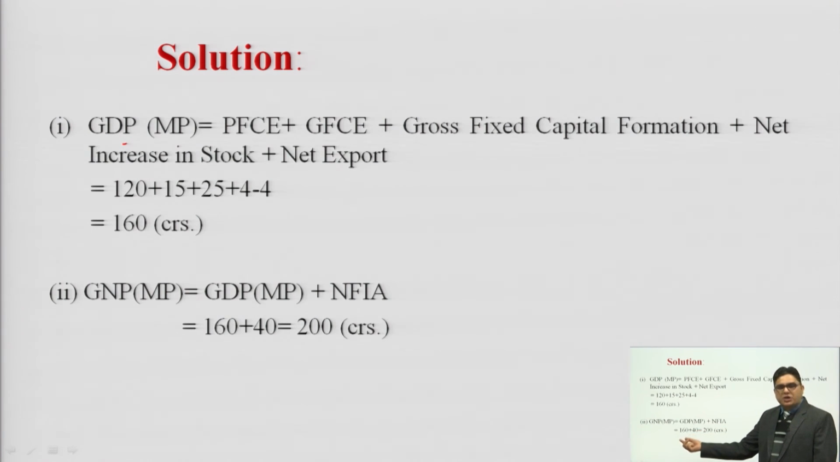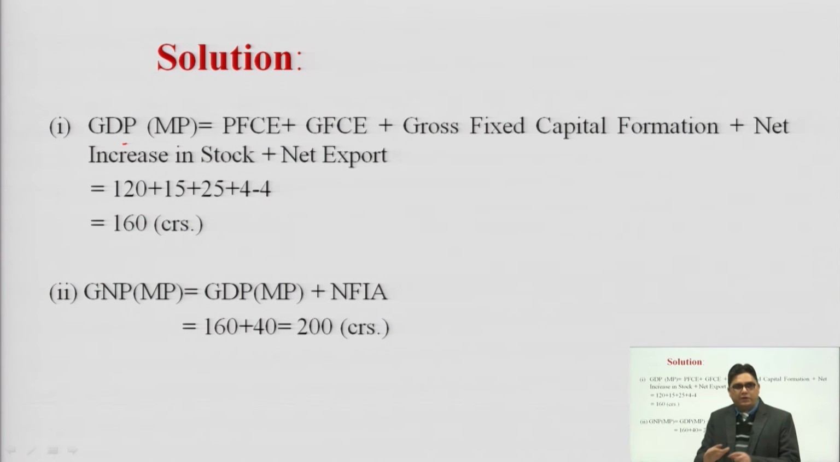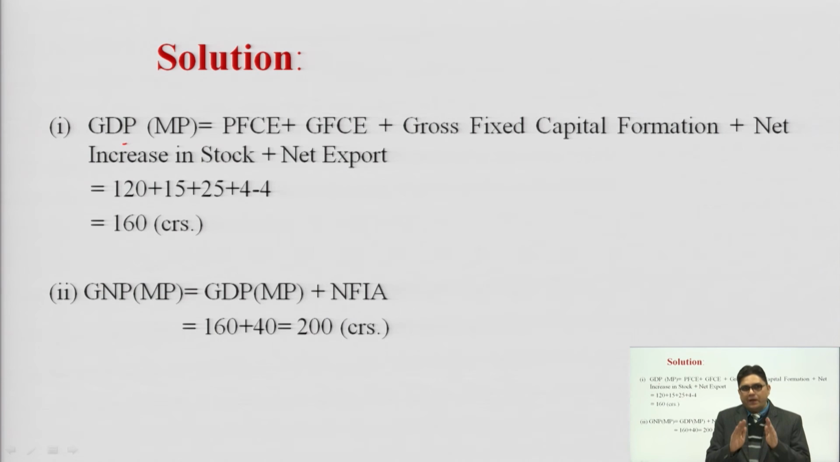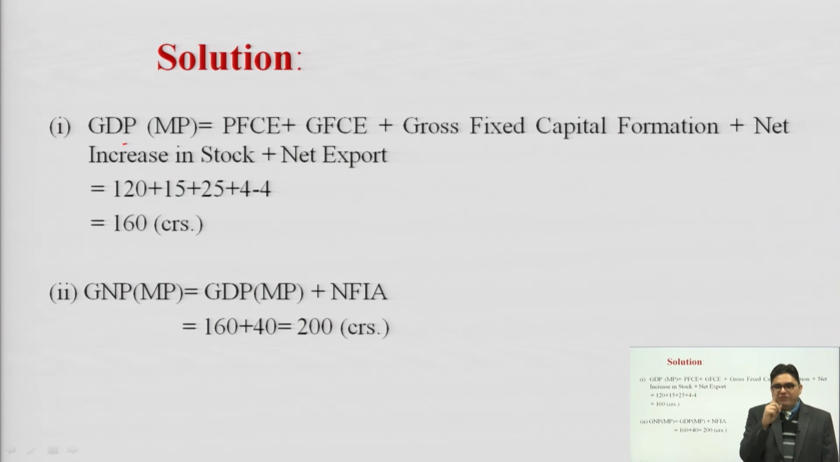It is 160 crore plus 40 crore, it will come to 200 crores. So, this is how we will be calculating the national income by the expenditure method. What we have seen in these three illustrations: by product method we will reach at GDP at MP. By income method we will reach at NDP at FC. By expenditure method we will reach at GDP at MP.